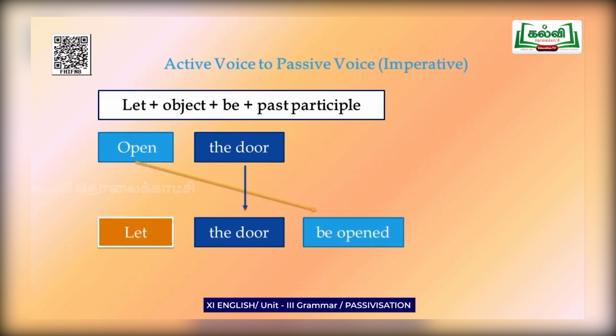And finally, what if the sentence happens to be an imperative sentence? Imperative sentence in the passive follows the structure: Let object be and past participle to become passive voice. Open the door is changed to Let the door be opened.